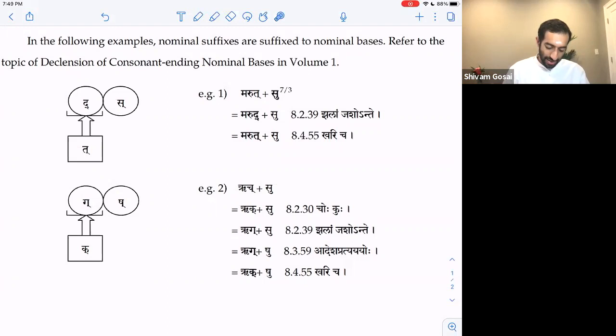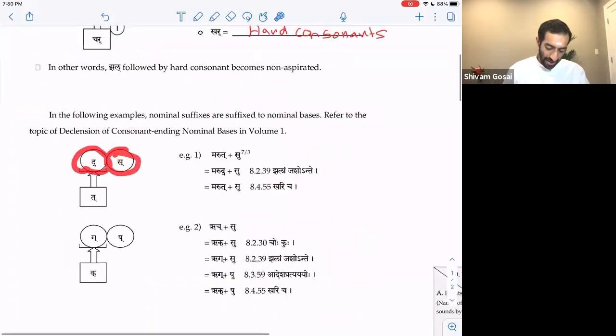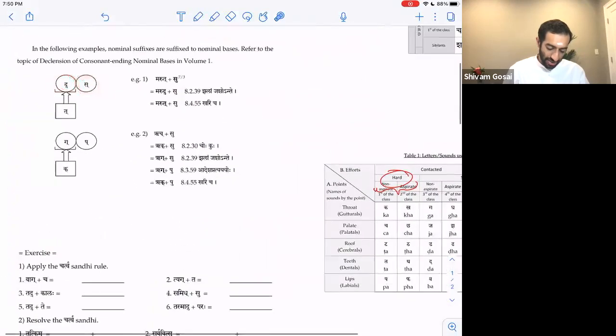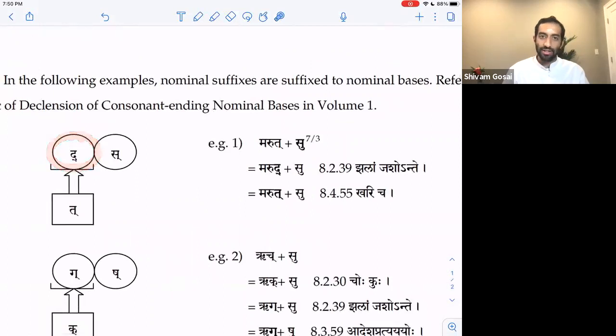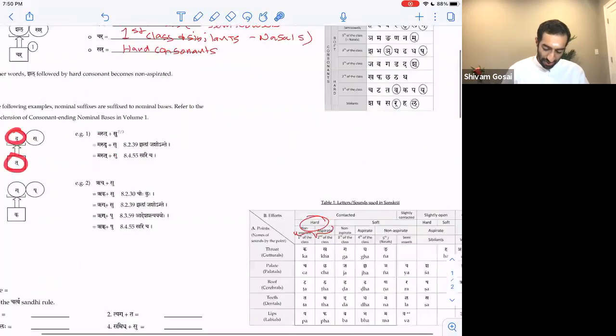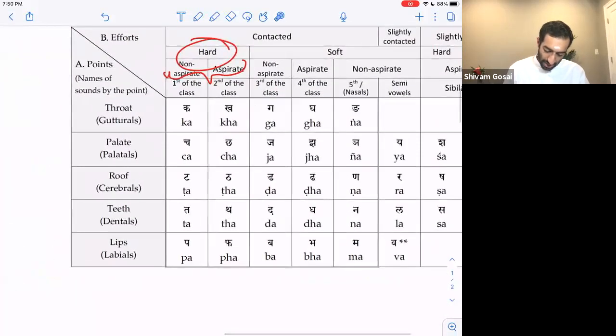Now I have a dakara followed by a sakara. Dakara is a consonant. Sakara is a hard consonant. It's a sibilant. This dakara will get replaced by ta, which is the first of the class, right? So da gets replaced by ta.